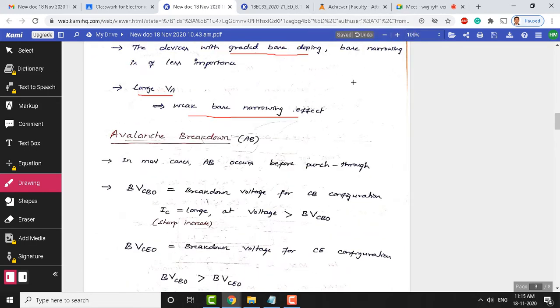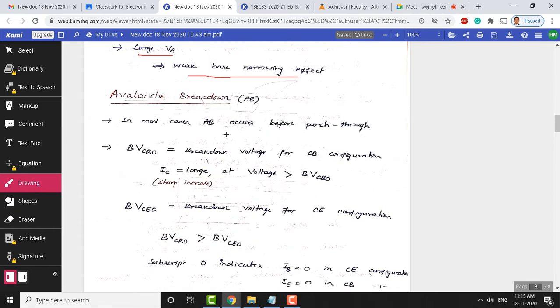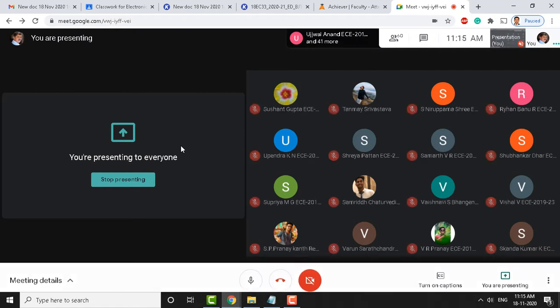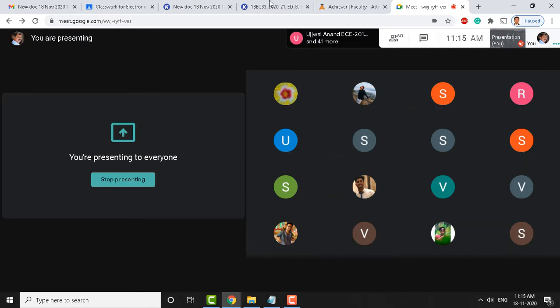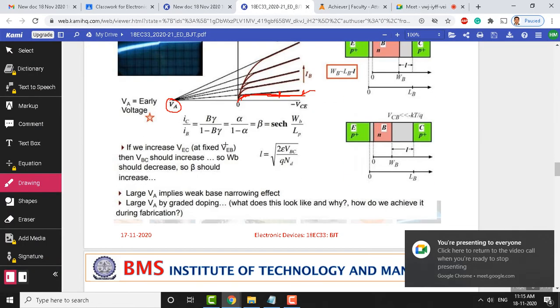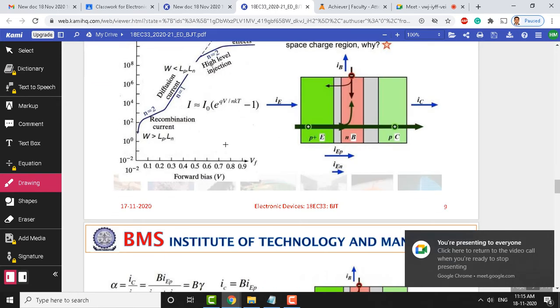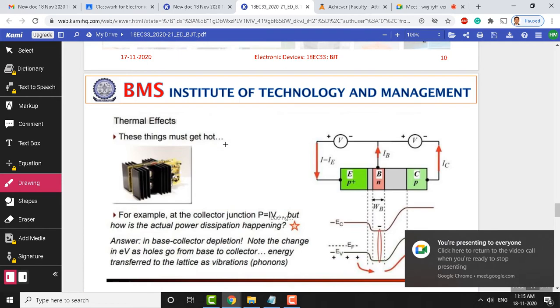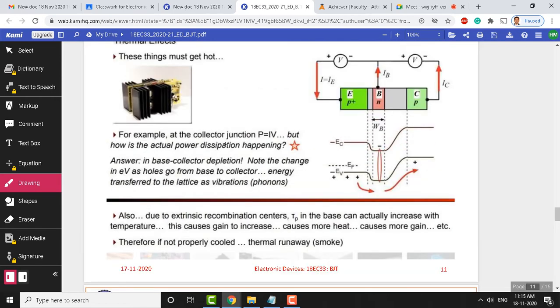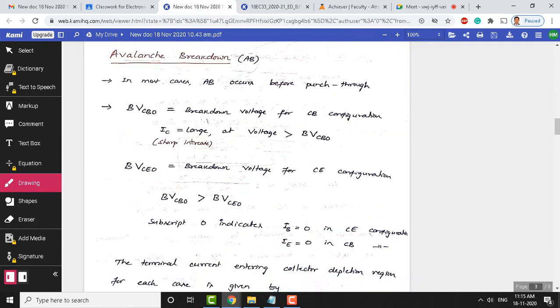Any doubts or any questions you have? I hope you understood these breakdown mechanisms. Okay, with that, let us see the avalanche breakdown.